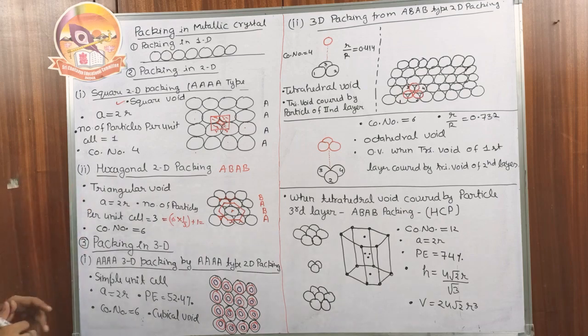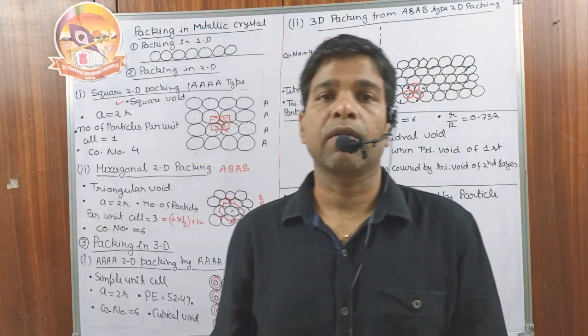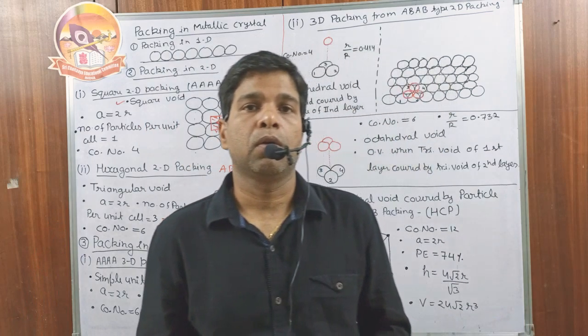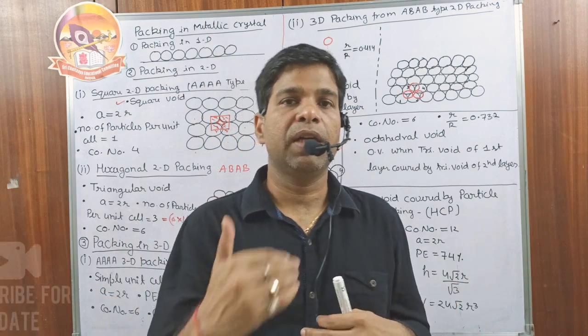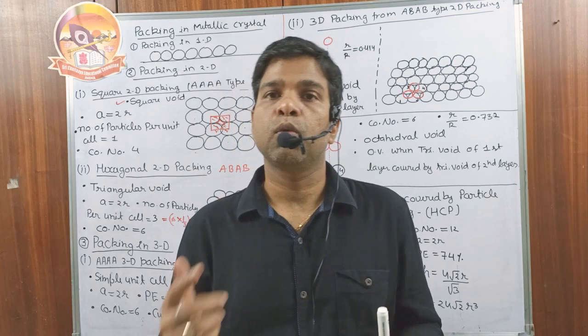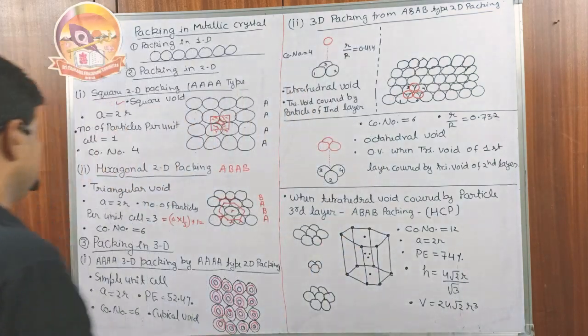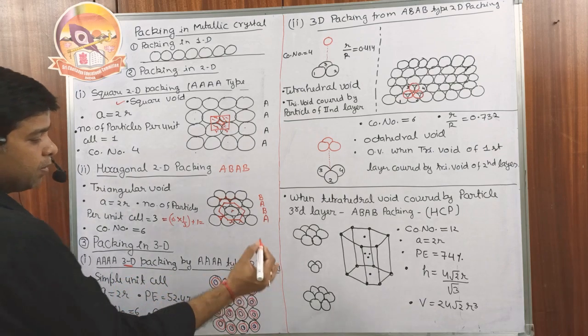Then these are the 2D packings. Okay, now we have the 2D packing, and from the 2D packing we have to find out the 3D packing. So what is the base? In the base either we have the AAAA type 2D packing, or we have the AB type 2D packing. So packing in 3D: first we have AAAA type 3D packing, from the AAAA type 2D packing.